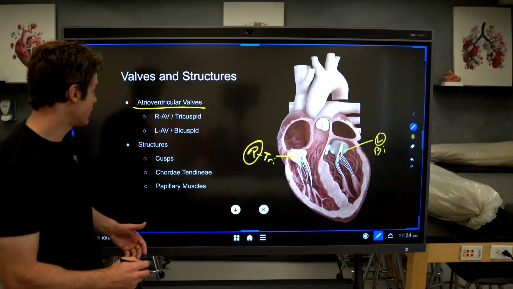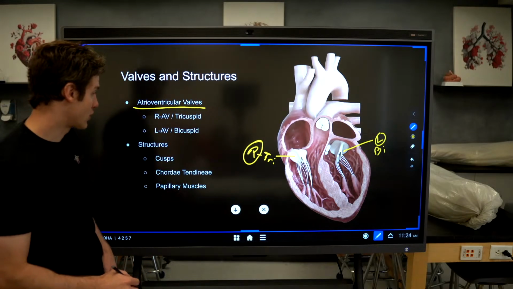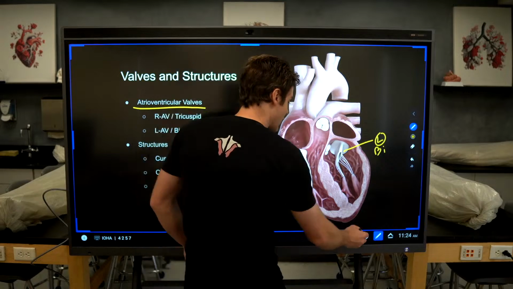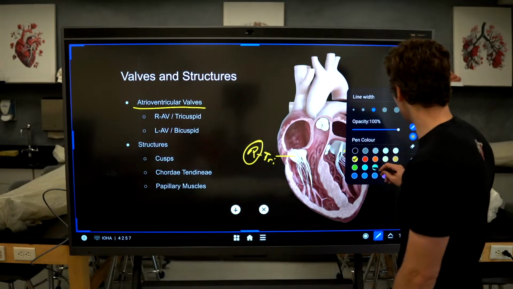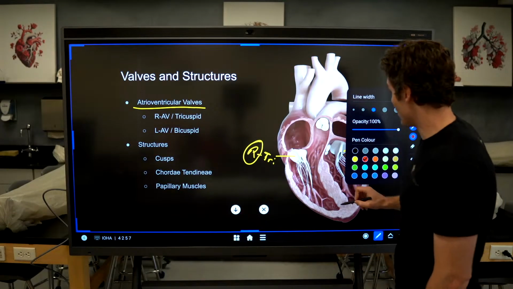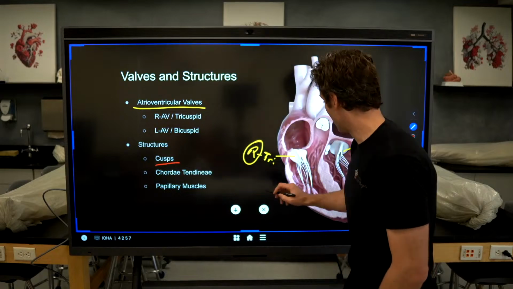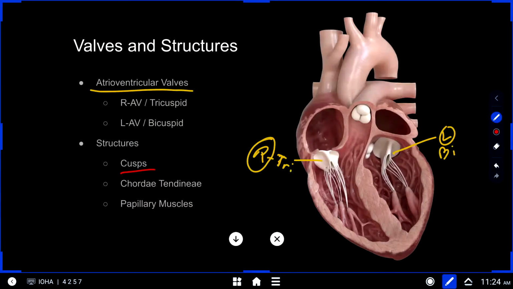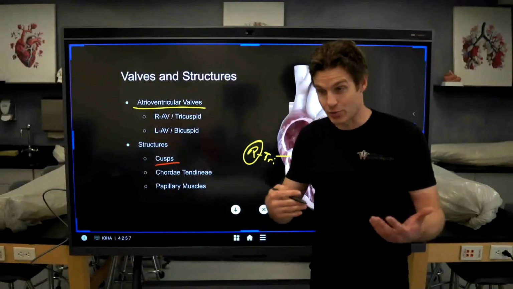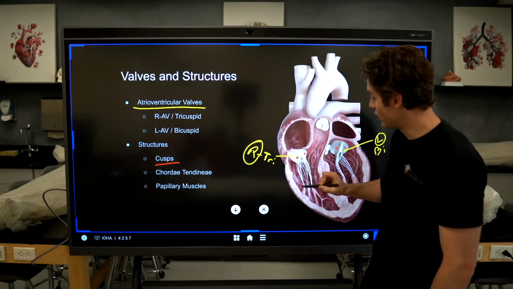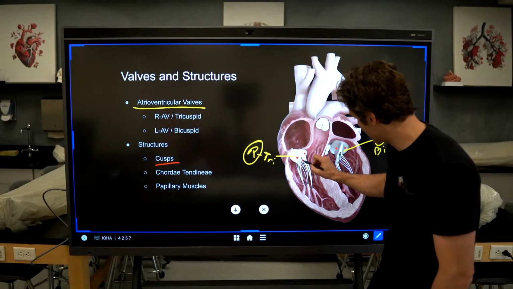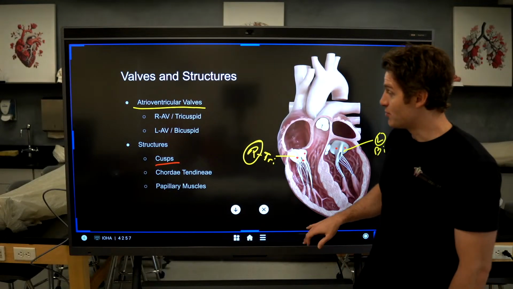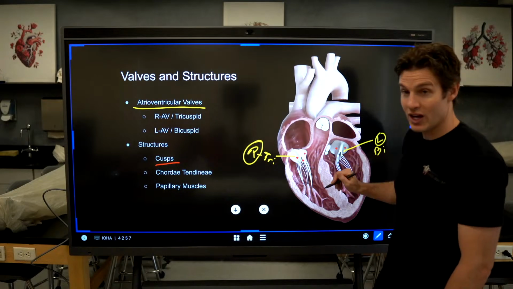And let's talk about the specific structures that make them up. We're going to highlight each one in a slightly different color. We'll use red for the cusps, and I'll put a little dot on each one. So here are the cusps of those valves. The tricuspid valve is called that because it has 3 cusps. I can get the other one a little underneath there. And the bicuspid valve is called that because it has 2 cusps.